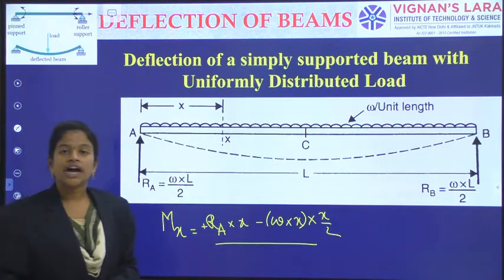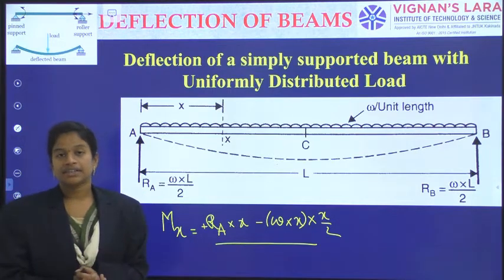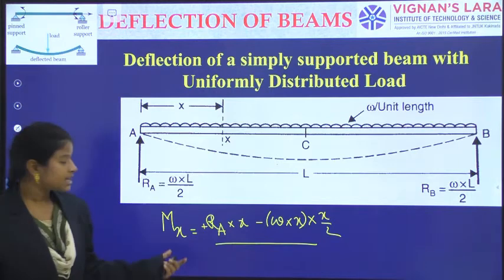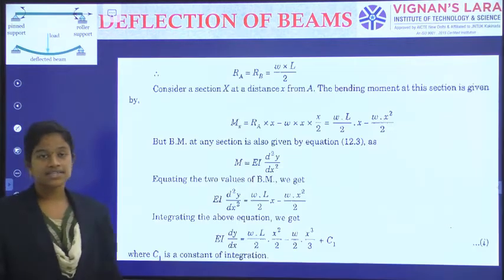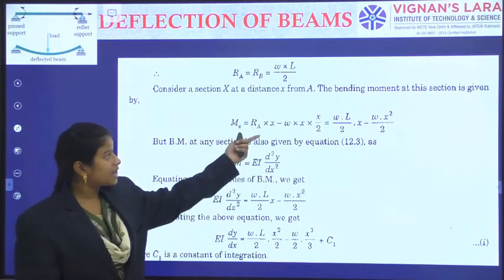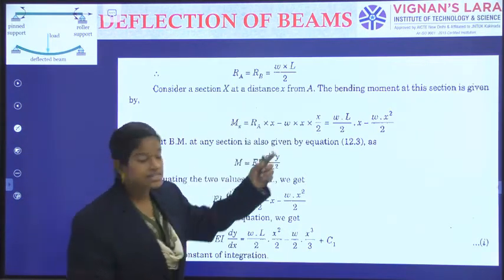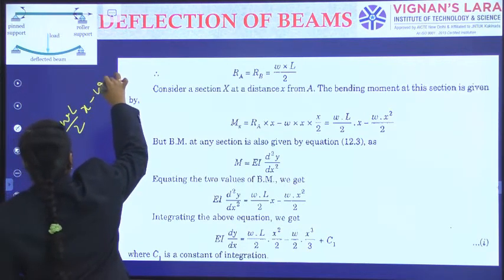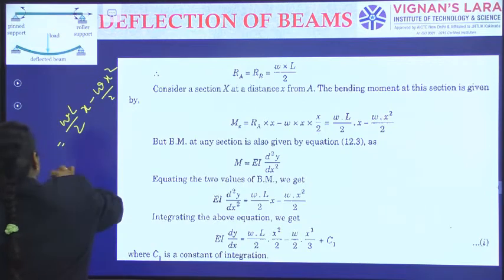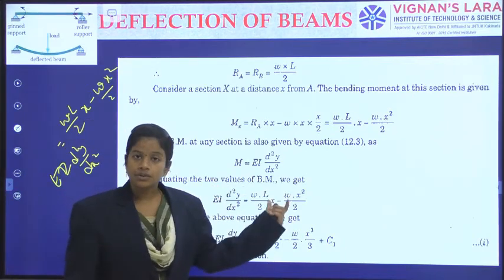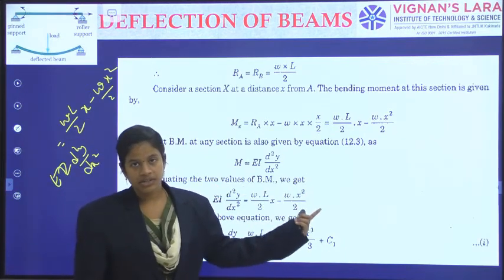Now what should we do? From the double integration method, this bending moment at a section is equal to EI d square y by dx square. Yes, this equation will be equated to EI d square y by dx square, indicating that RAx minus Wx square by 2, and RA is WL by 2 into x minus Wx square by 2, which is equated to EI d square y by dx square. Yes, EI d square y by dx square is equal to WLx by 2 minus Wx square by 2.